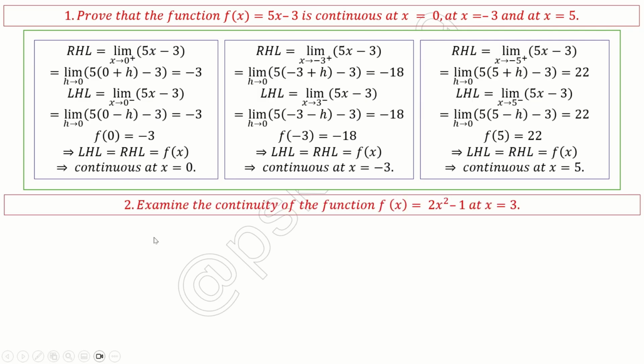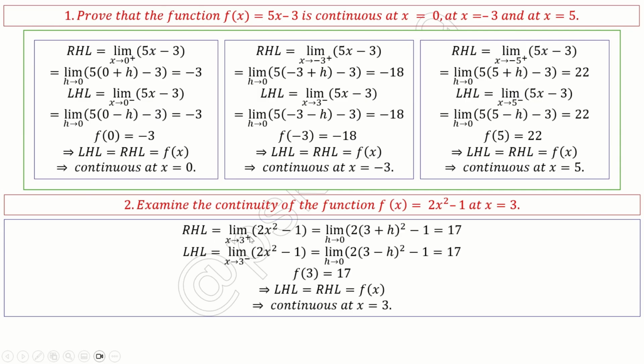Then examine the continuity of the function f of x equal to 2x square minus 1 at x equal to 3. You will do it in exactly the same way as given here. RHL is nothing but limit x tends to 3 plus of 2x square minus 1, which is equal to limit h tends to 0. Basically it is x plus h, and x is tending to 3, so 3 plus h. So 2 times 3 plus h whole square minus 1, and if I substitute h equal to 0, I'll get 9 times 2, which is 18, 18 minus 1, 17.